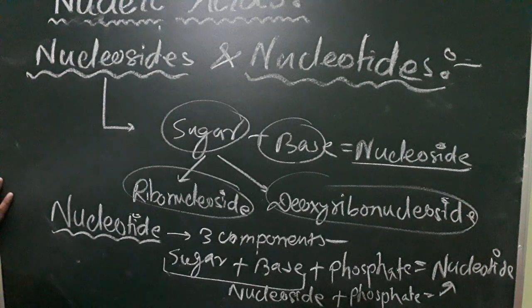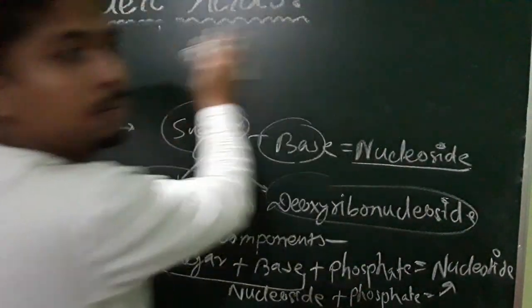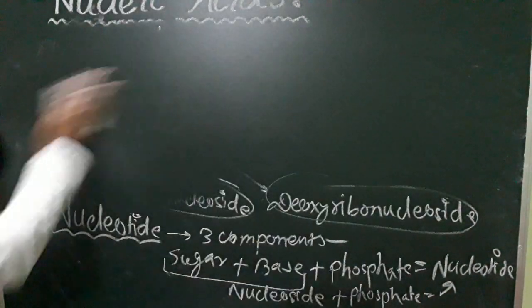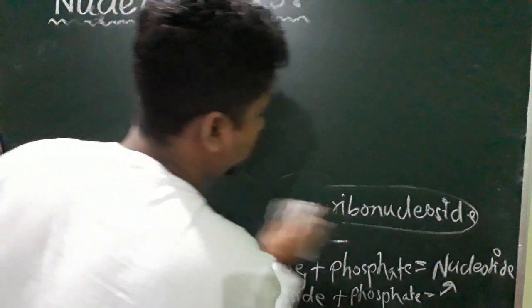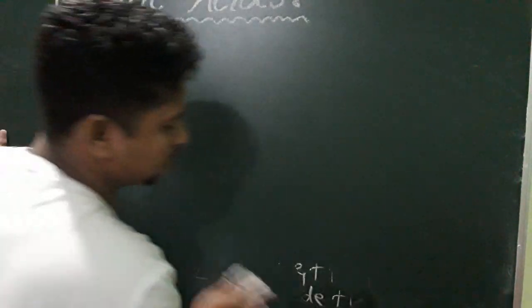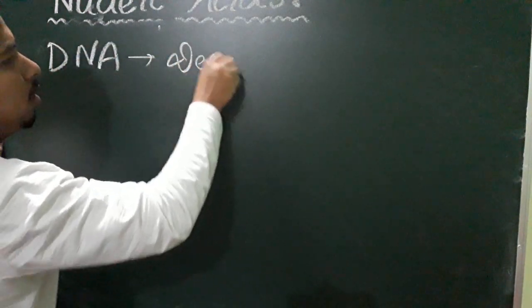Now we are proceeding towards DNA and RNA. You have already studied about DNA and RNA in your previous classes, in your biology classes, and you have studied nucleic acid also. So the next topic is DNA. DNA means deoxyribonucleic acid.